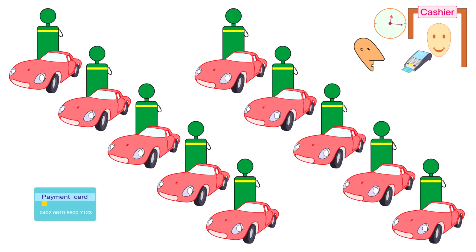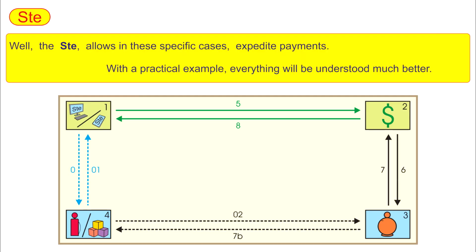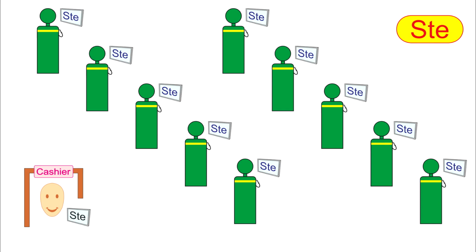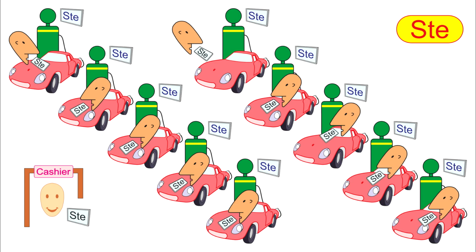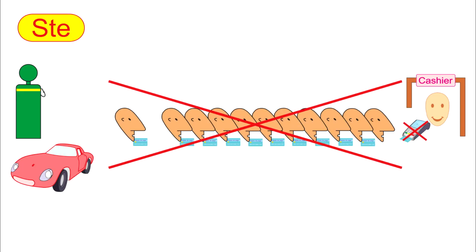Well, the STE allows, in these specific cases, to expedite payments. With a practical example, everything will be understood much better. Suppose 10 gas pumps, which are currently being used by 10 other vehicles to fill their tanks. And they have to pay. Well, with the STE, it is not necessary for each driver to go to the central cashier to pay and wait one behind the other to pay.